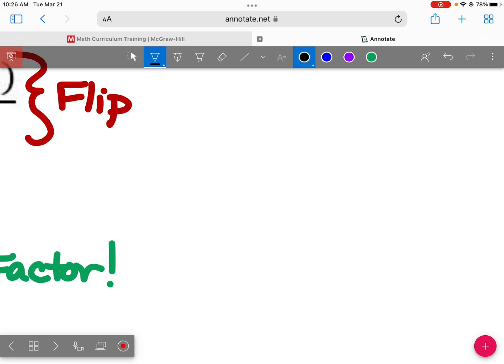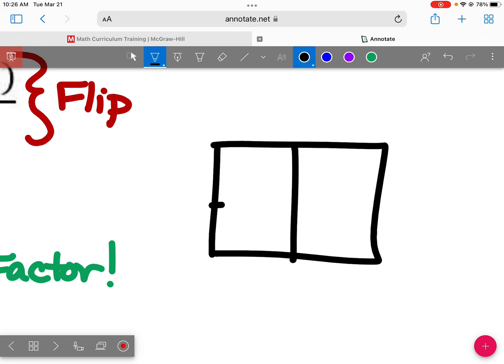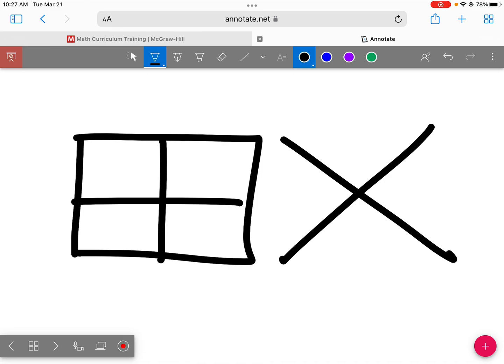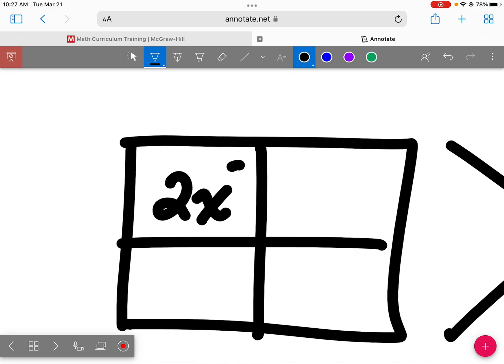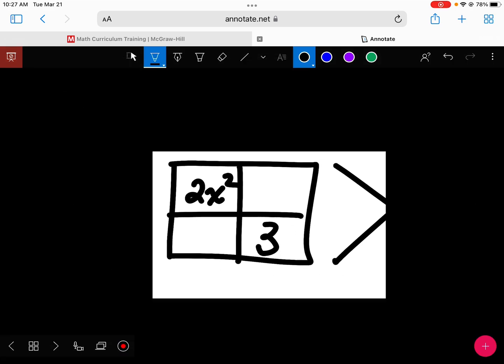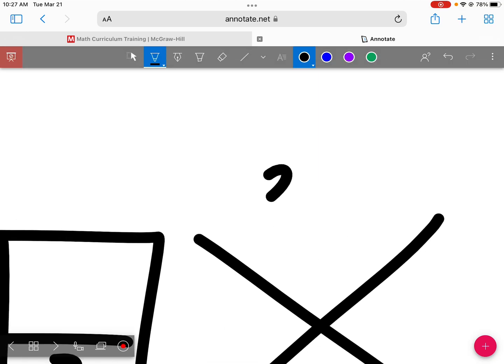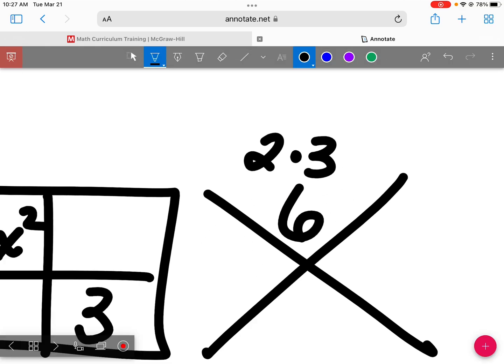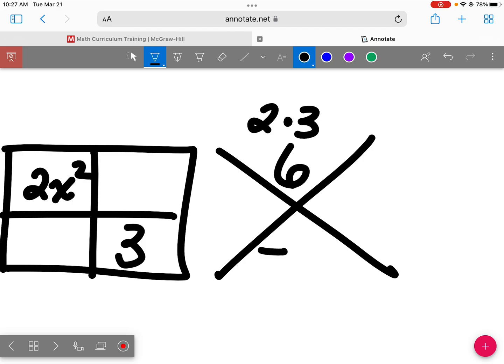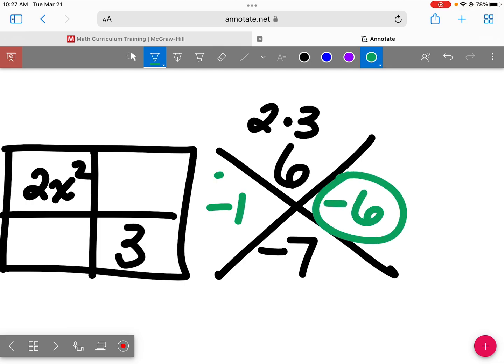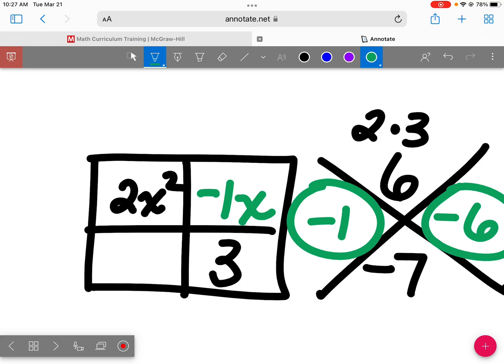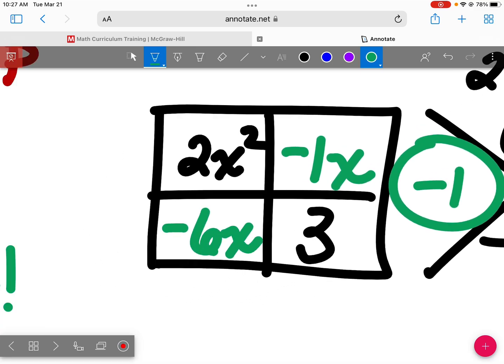All right, so I'm going to draw my area model and my x. 2x squared goes here. 3 goes here. What goes up on top of my x? 6. 2 times 3. So multiplies to give me 6, but adds to what? What multiplies to negative 6, but adds to negative 7? Negative 1 and negative 6. Negative 1x, negative 6x.